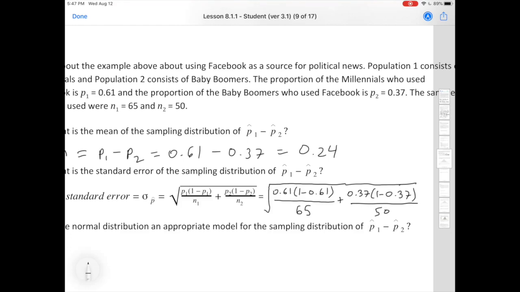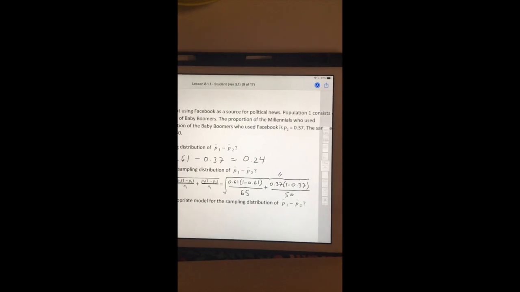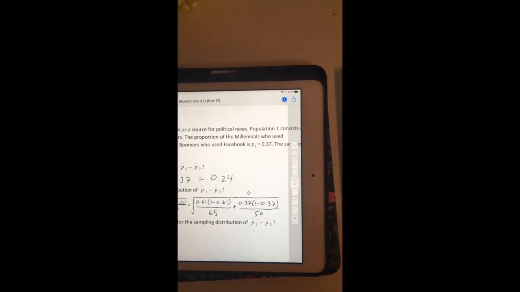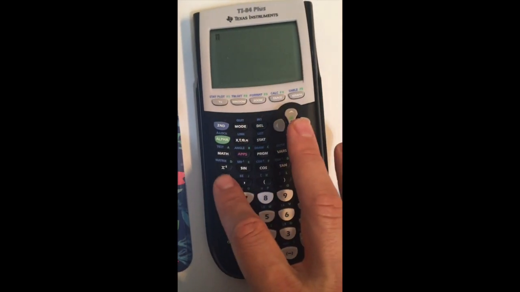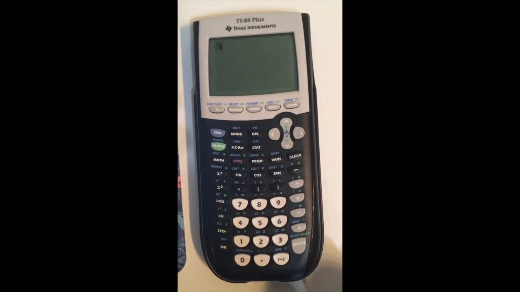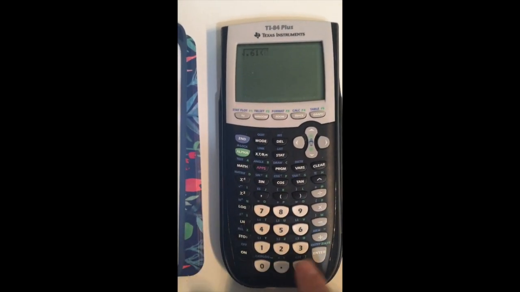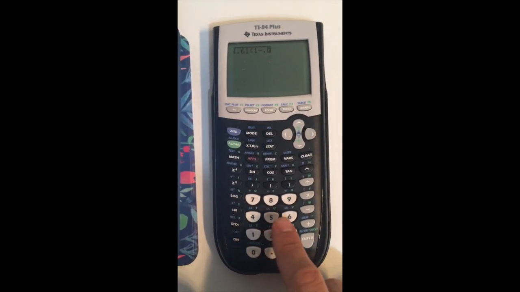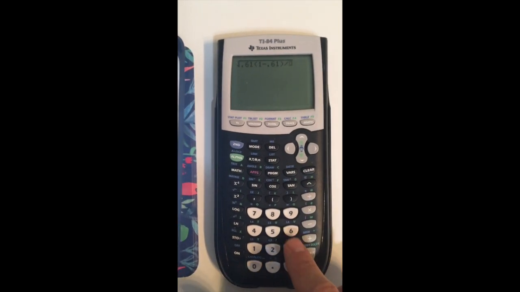So this is what we're going to put in our calculator, which looks difficult. It's really not that bad. So let's cut over to the calculator so you guys can see how to do this. Let's go ahead and try this out. So we're going to put a giant square root symbol. Second square root, and then for the first fraction I'm going to put 0.61 times 1 minus 0.61 close parenthesis divided by 65.